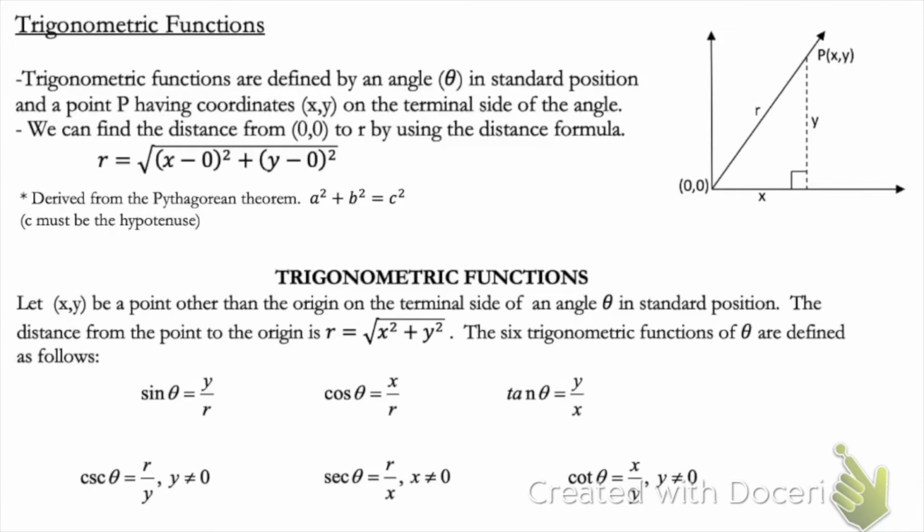And your 6 trig functions of theta are defined as follows. So sine of theta is y over r. Looking back up to my picture on the right, y is just the height of that line. So wherever my point x, y is, it's the y coordinate. And r is your radius, is what it's standing for. Cosine is going to be x over r. And then tangent will be your y value over your x value.